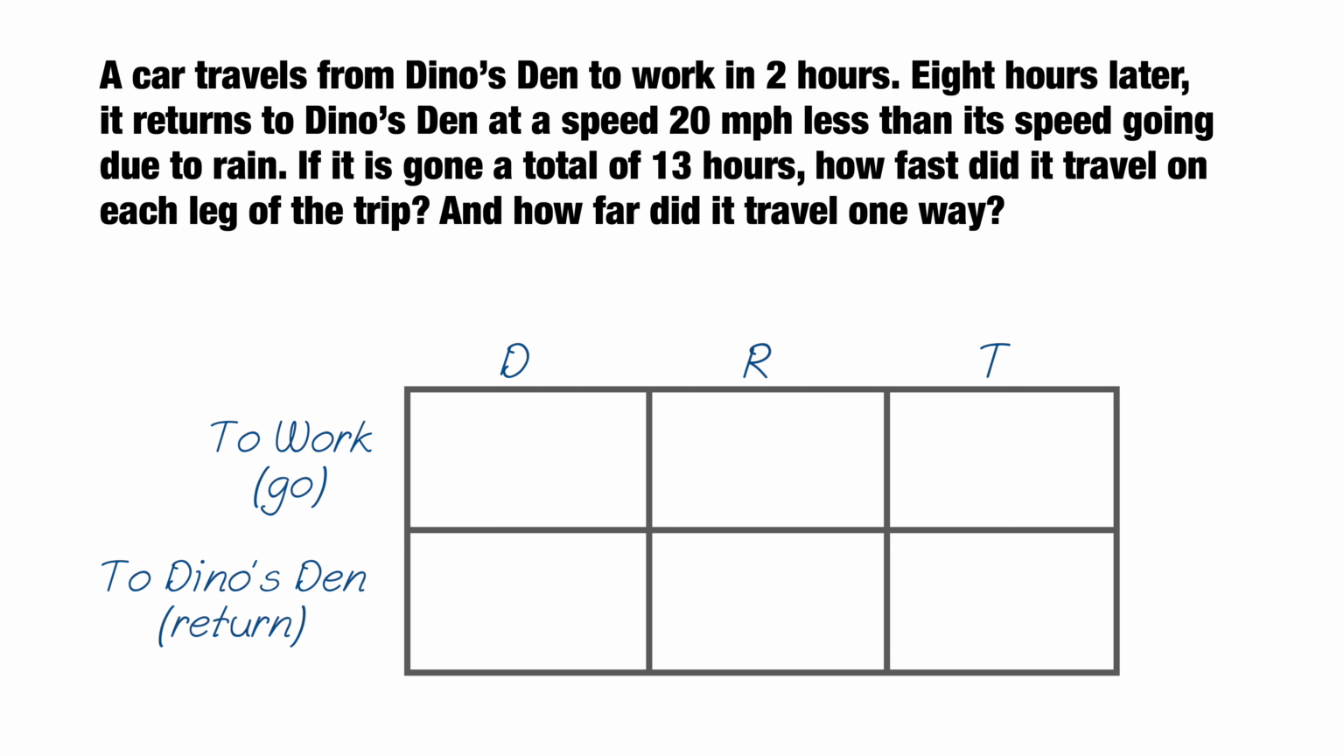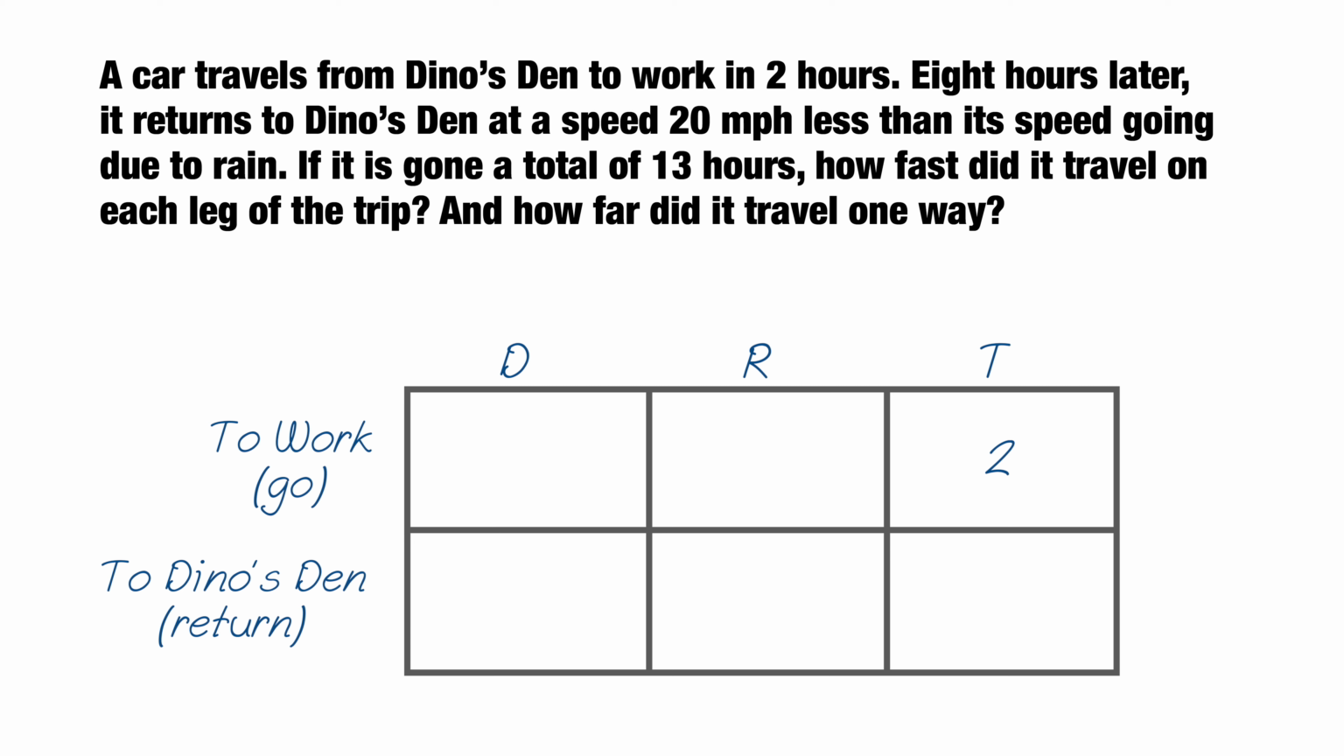We always fill in what we know first, if possible. We do know the car travels to work in 2 hours. Fill it in. Next sentence. 8 hours later, we will wait on that. It returns to Dino's den at a speed of 20 miles per hour less than its speed going due to rain. We don't know the rates or the speeds for the go and return.